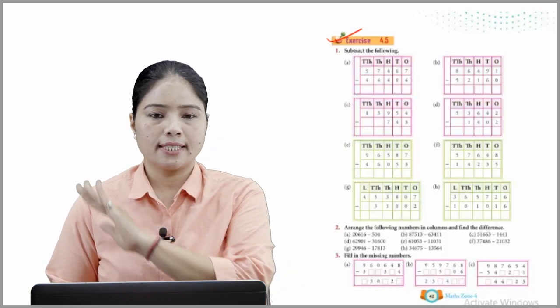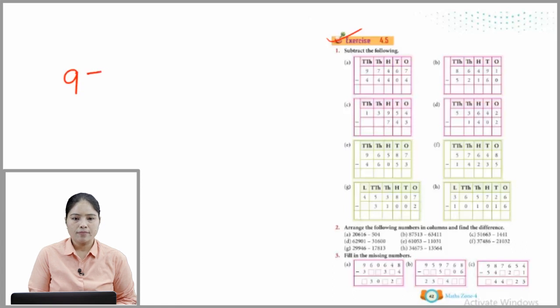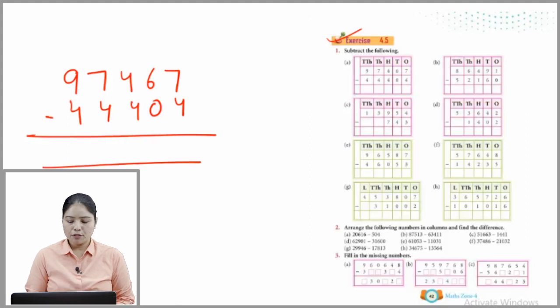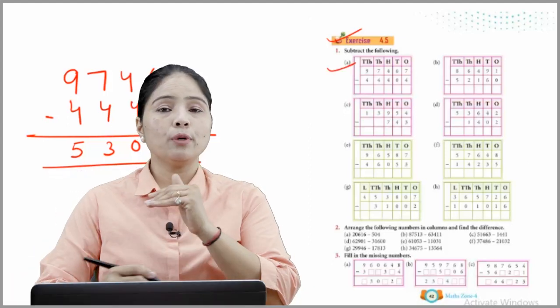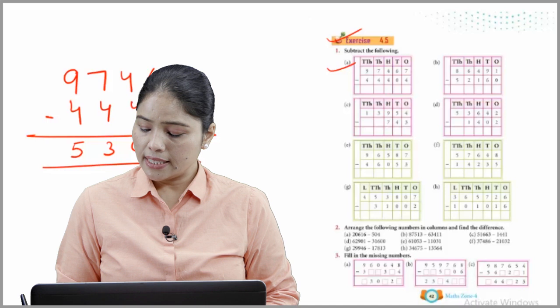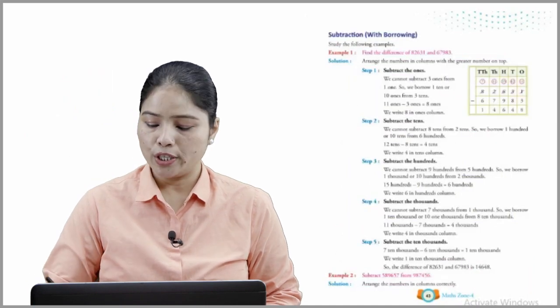Here it is given, subtract the following. 97467. So write it. 97467. You have to subtract 44404. 7 में से 4 गया 3, 6 का 6, 4 4 0, 7 में से 4 गया 3 and 9 में से 4 गया 5. So 53063 is the answer of that one. I hope you understood the whole concept. So beta, these are the other questions. You have to do it on your own.